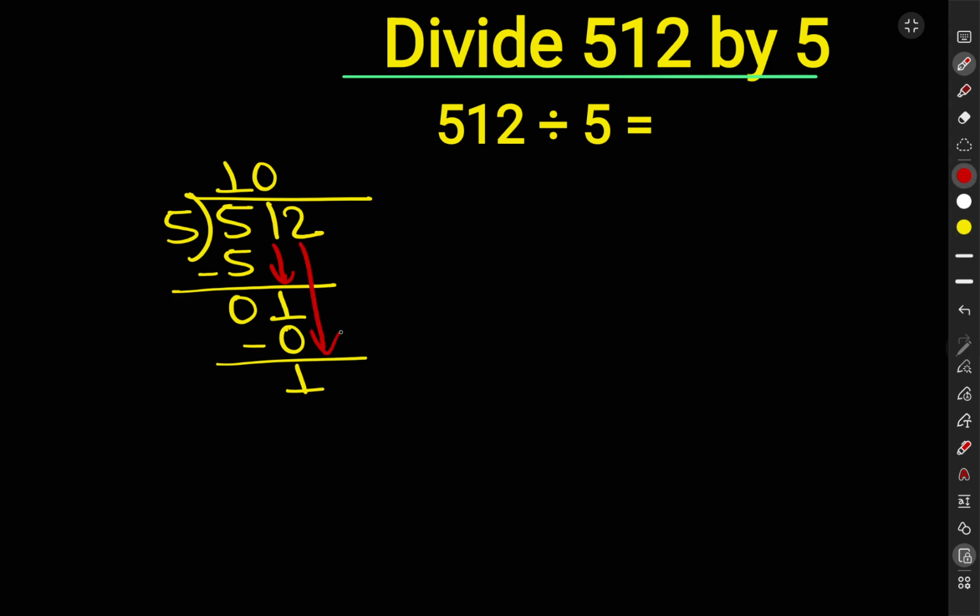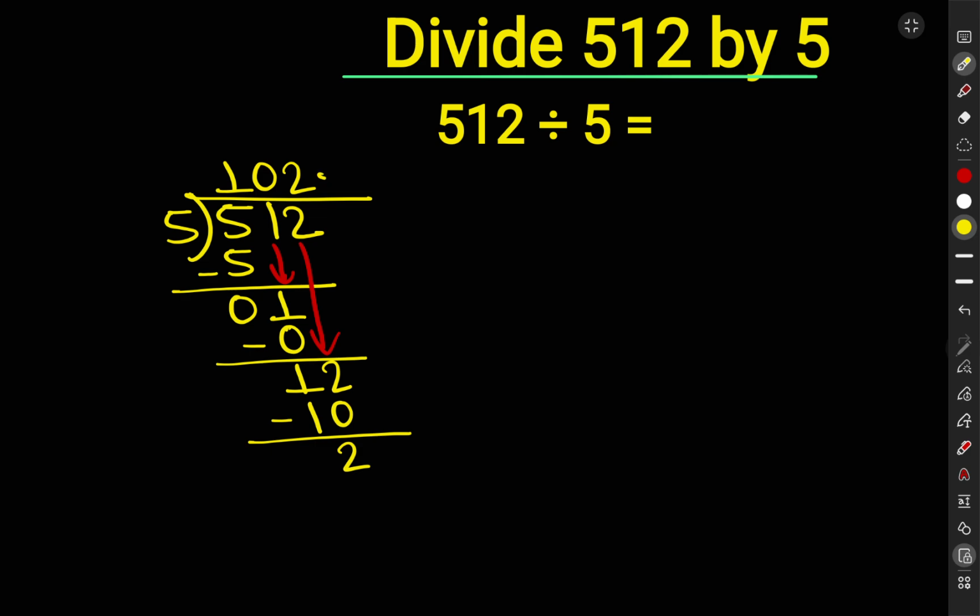So again we put down this 2 and it is 12. 5 times 2 is 10. On subtracting we get 2. So now we have no other number to put down.